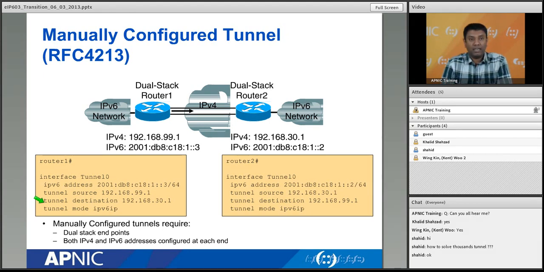When the tunnel is configured, afterward you need to specify a v6 address on top of the tunnel for the peering. Why do we need the v6 address? Because when you create the tunnel, it's a virtual interface, right? And between R1 and R2, the virtual interface will work like a point-to-point network. On a point-to-point network, we need to specify a v6 address, and those addresses are supposed to be in the same subnet. So that's what we have: 2001:DB8:C18:1::/64. So ::3 on this side, ::2 on this side. So that's the IPv6 address configuration.